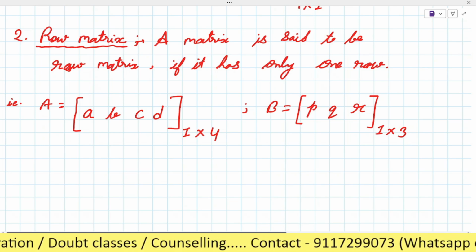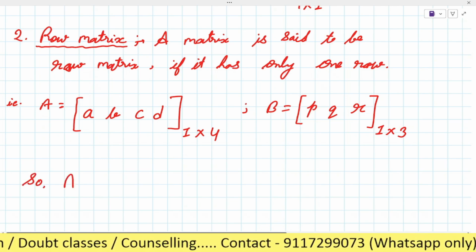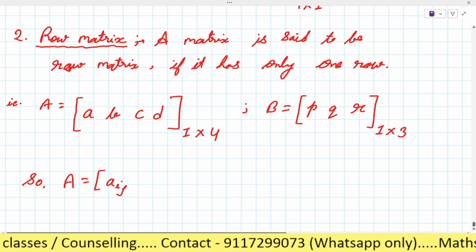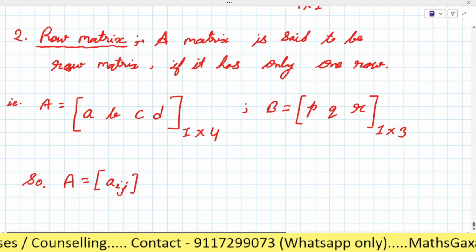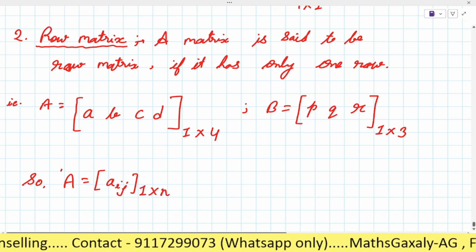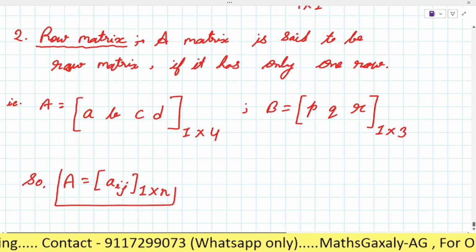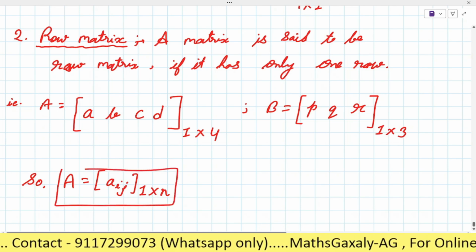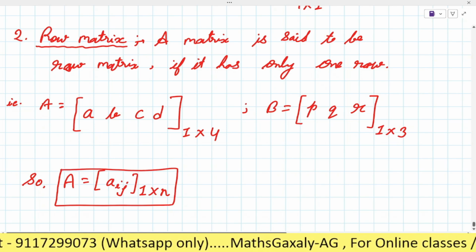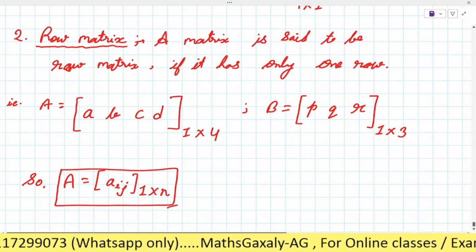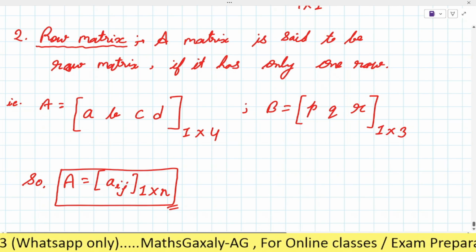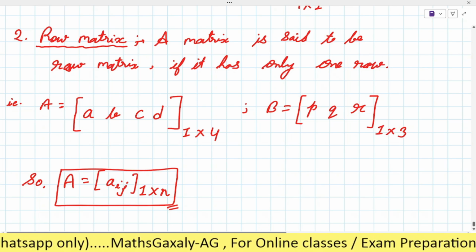So the general form of this row matrix will be Aij. Okay, it will be one row and n columns. It may have more than one column, but the number of rows will be only one. Is it clear now? So please note down this. After this, we will continue with our next part.